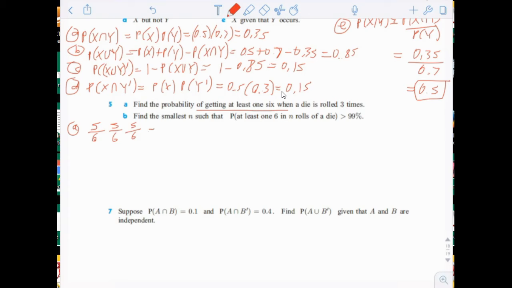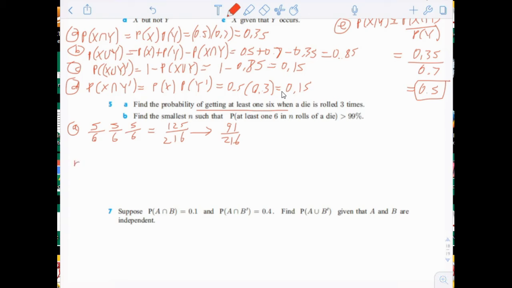As a result, you would have 5 times 5 times 5, 125, divided by 6 times 6 times 6, which is 36 times 6. Don't know that in my head. It's 216. So the probability that you get at least one 6 would be the complement of that, so you would do 1 minus that. It would be 216 minus 125, which is 91 over 216. So that would be A.